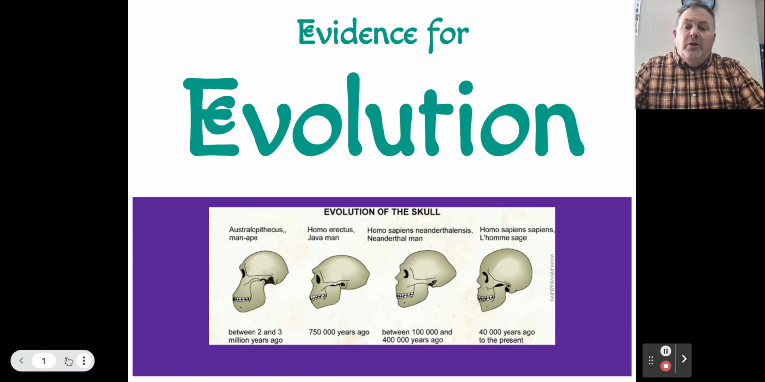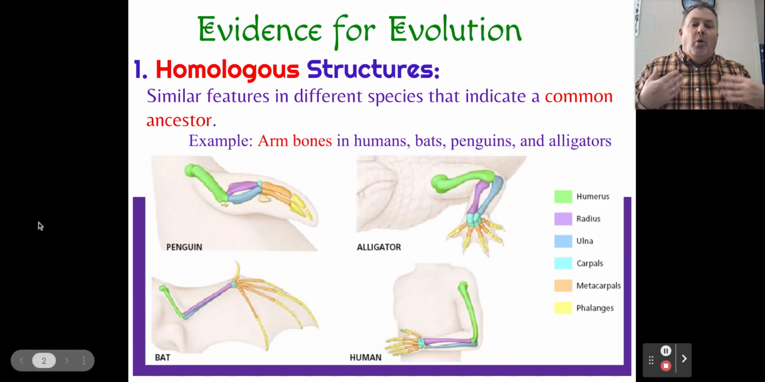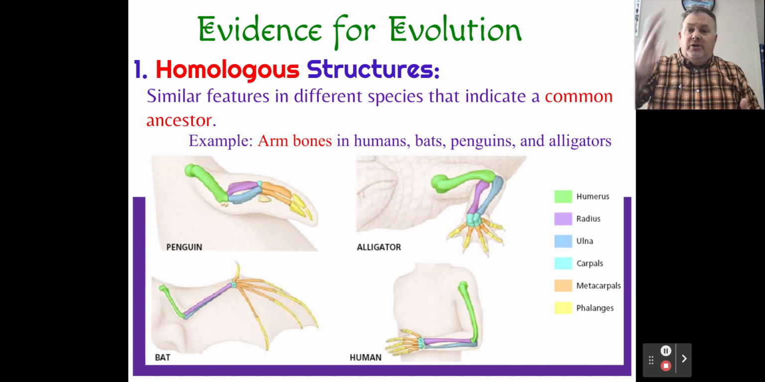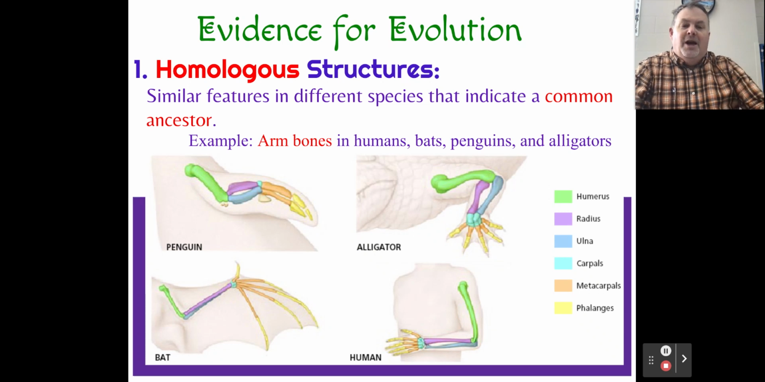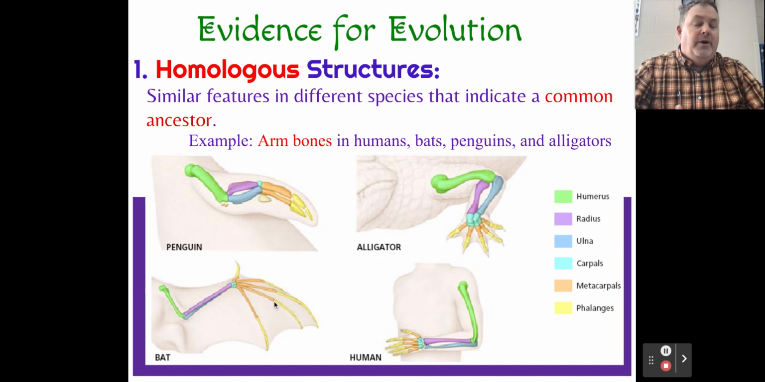When we look at that, one of the things that I like to bring out is this idea of homologous structures. These are structures that are similar in their features that indicate a common ancestry. So look at the limbs of either my forearm here of the human, which is this area right down here, or the penguin, alligator, and the bat. All of these have similar structures. They're all made up of bones.